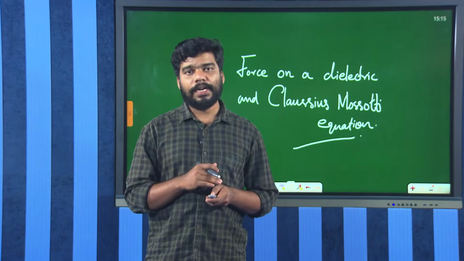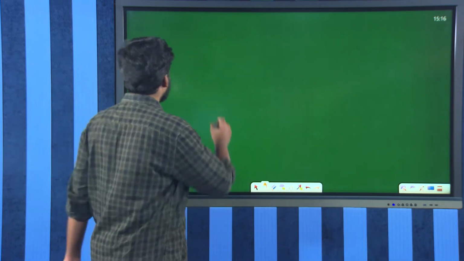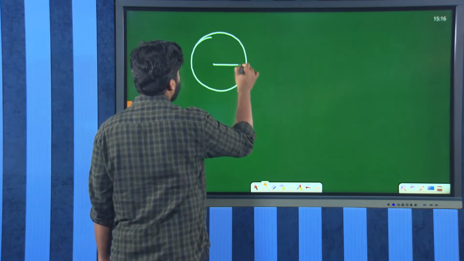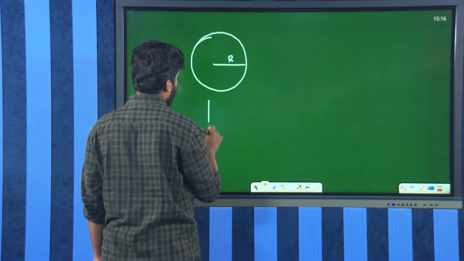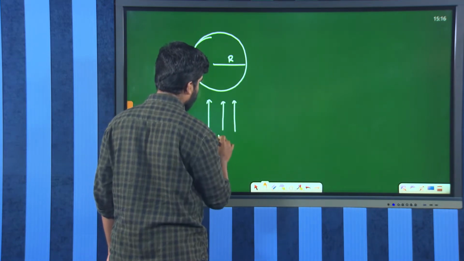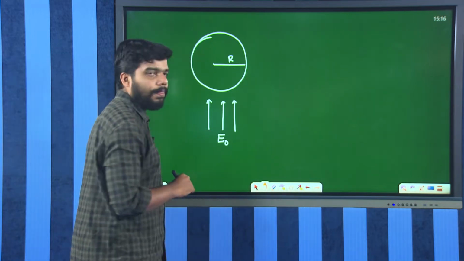As a first case, let us start with a problem. Consider a sphere of radius r which is completely a dielectric material, placed in a uniform electric field E0. We have to find out the resultant electric field inside the sphere. For that, we will consider a sphere of radius r kept in an external electric field E0. So this is the electric field E0.